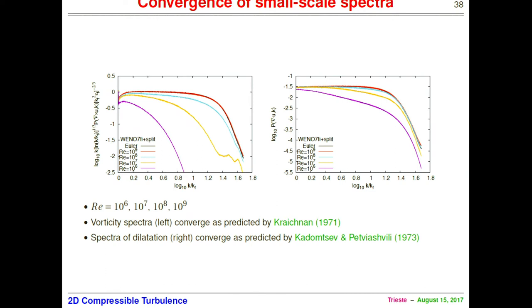Most of the simulations are done in the implicit LES mode without explicit viscosity, but we've done a series of small runs that include the viscosity, and we see that as we get the Reynolds number higher, the spectra below the energy injection rate converge pretty nicely to the implicit LES case. I need to wrap up, okay.